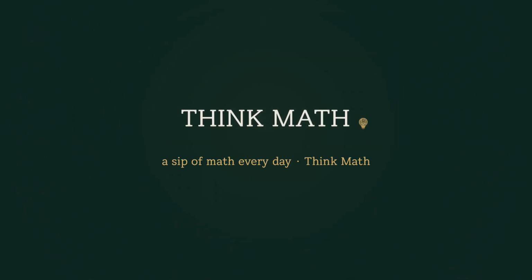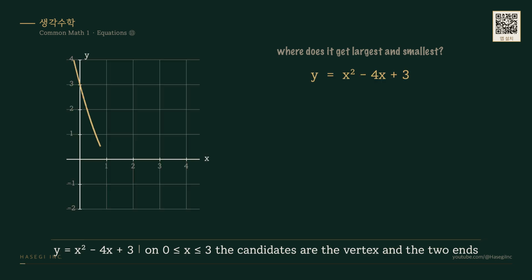Think math. Take the quadratic function x squared minus 4x plus 3. Suppose x is only allowed to move between 0 and 3. Where does the value get largest and where does it get smallest?